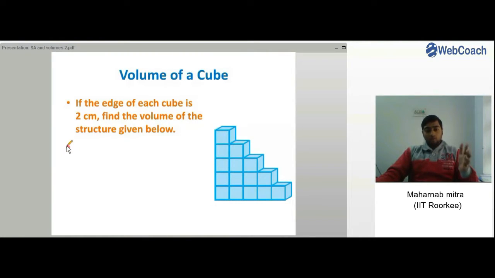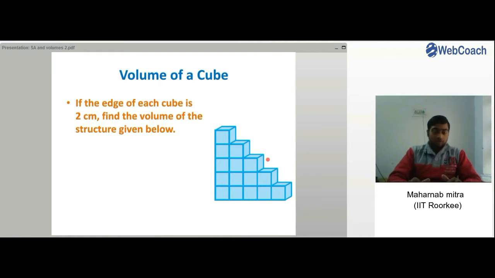So let us use this concept to solve one question. If the edge of each cube in the given figure is 2 centimeters, find the volume of the structure below. So it is given that the edge of each cube, for every cube the sides are 2 centimeters.